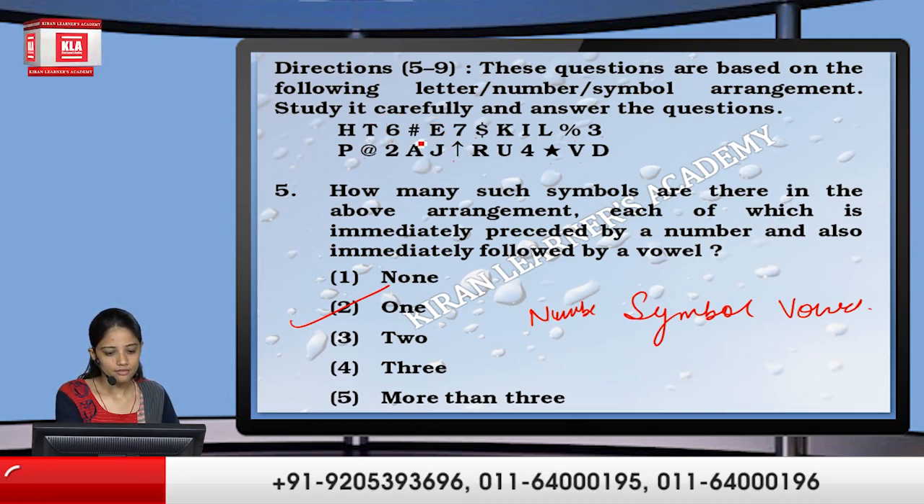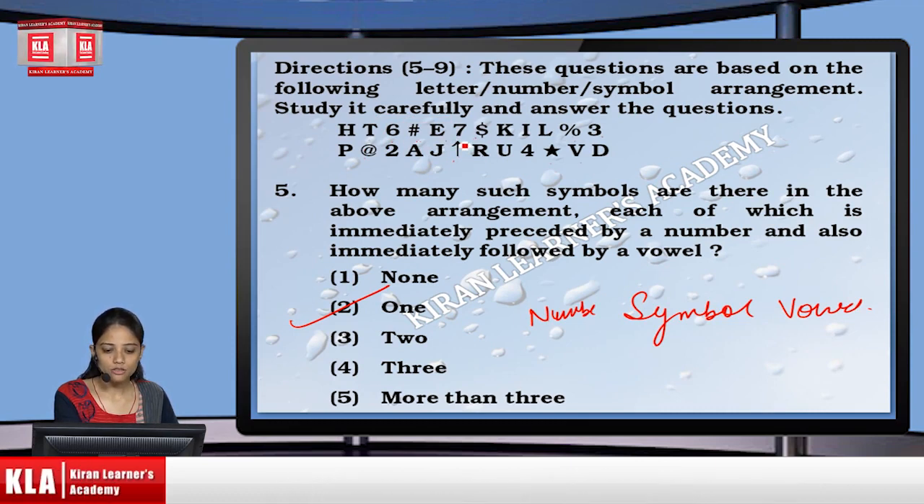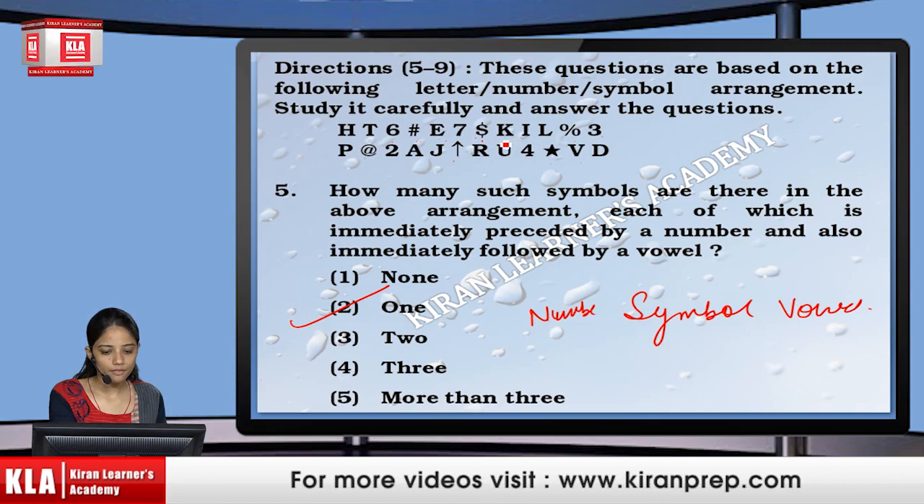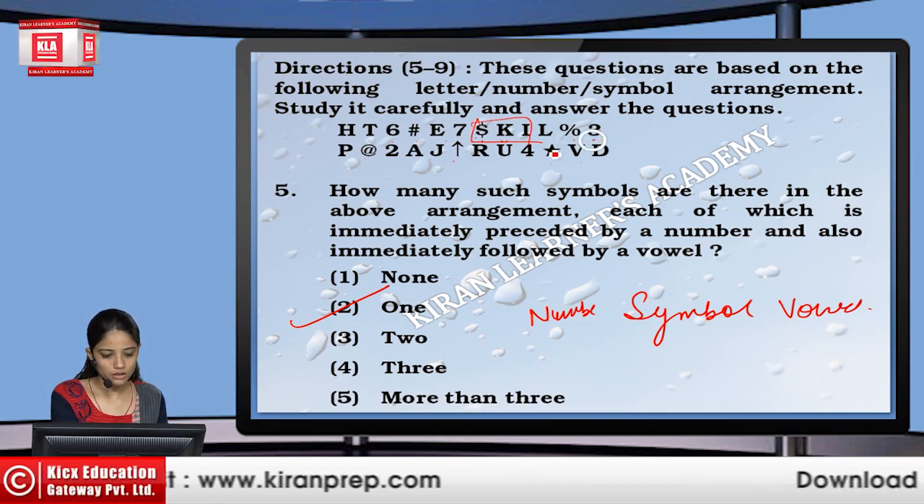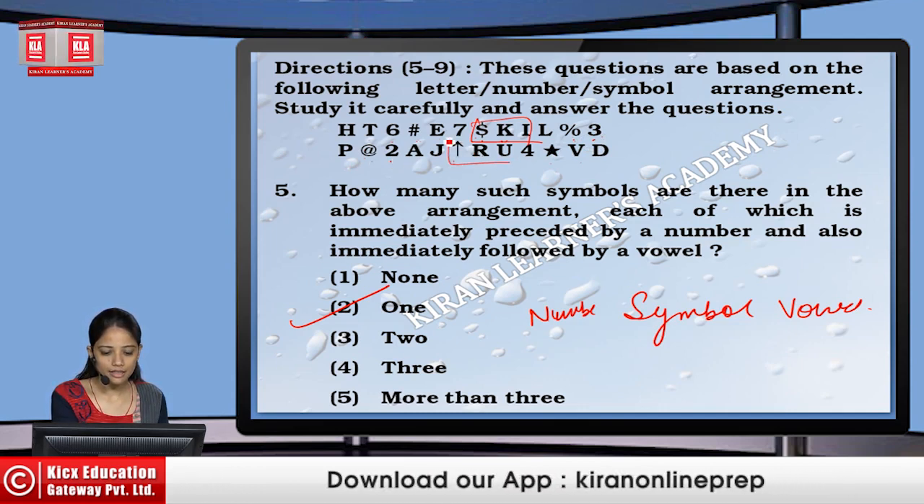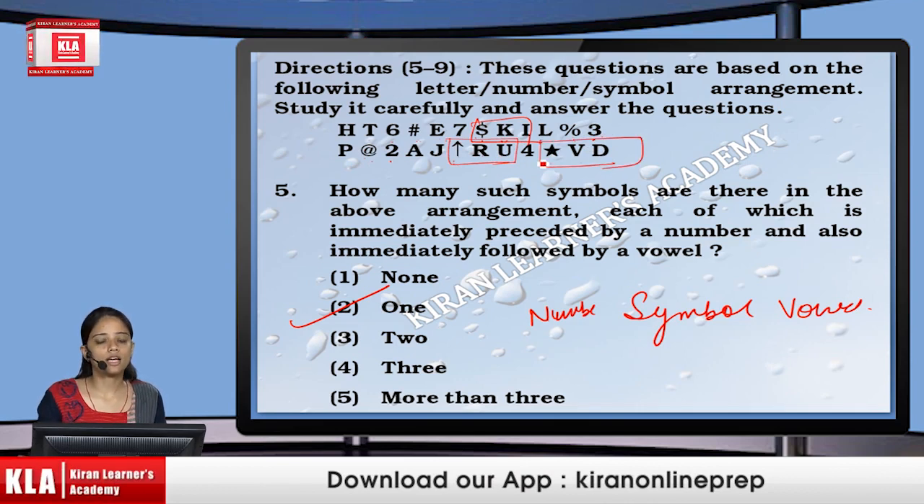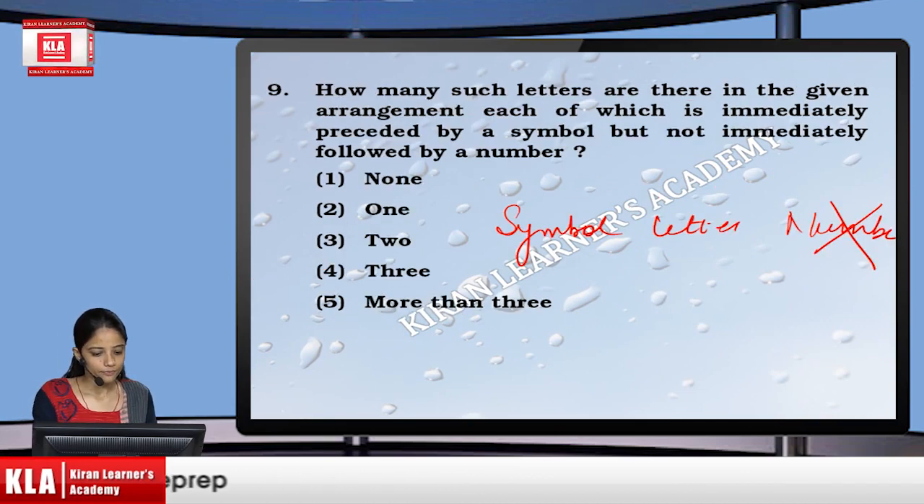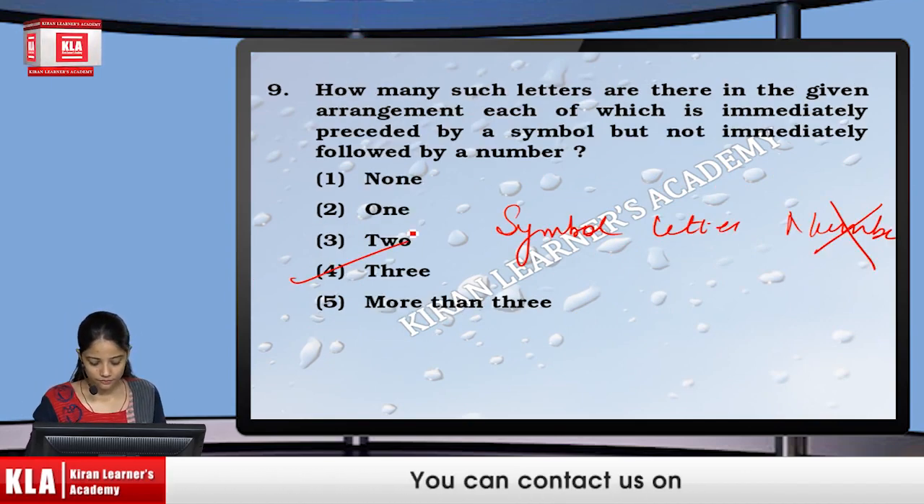Symbol and then letter, symbol and letter, but we have a number, so we will not count this. Then symbol, letter and not a number, 1. And symbol, letter we need, that it won't work. Then symbol, letter is not there. Then again, symbol, letter and not a number. Symbol, letter and not a number. So we have 3 things in this. So we are going to mark the answer as 3. That means option number 4th.